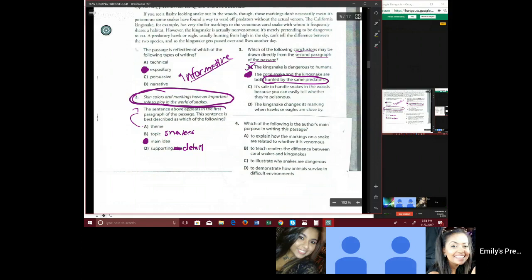It's safe to handle snakes in the woods because you can easily tell whether or not they're poisonous. That's, again, exactly the opposite of what they said. They said that two of them look the same and one of them's poisonous and the other's not. So that would say you can't tell by looking.